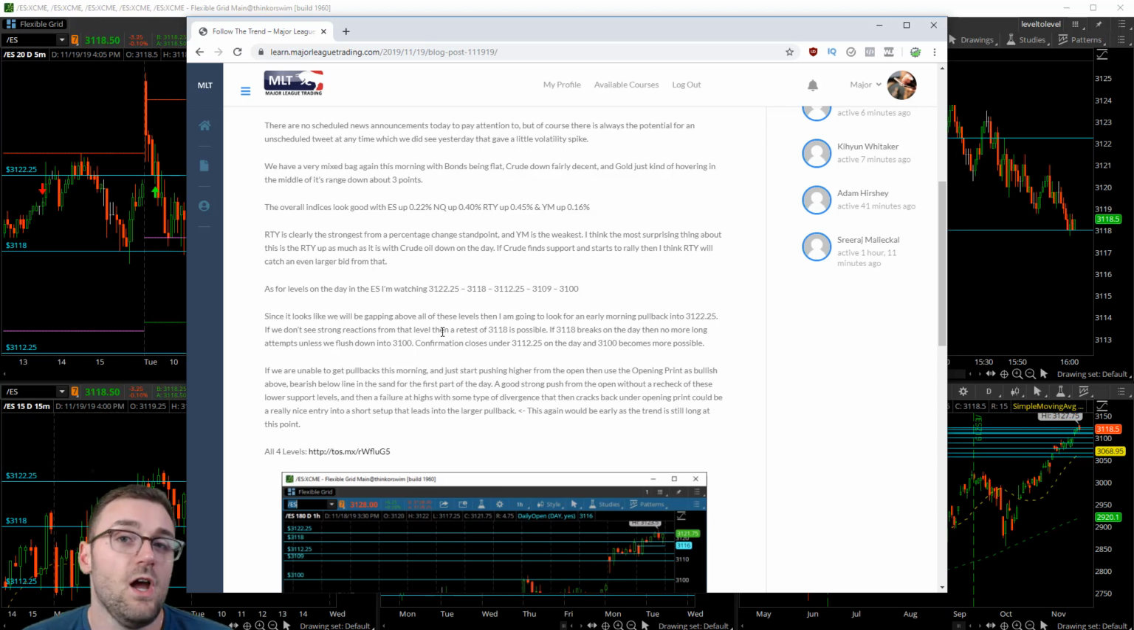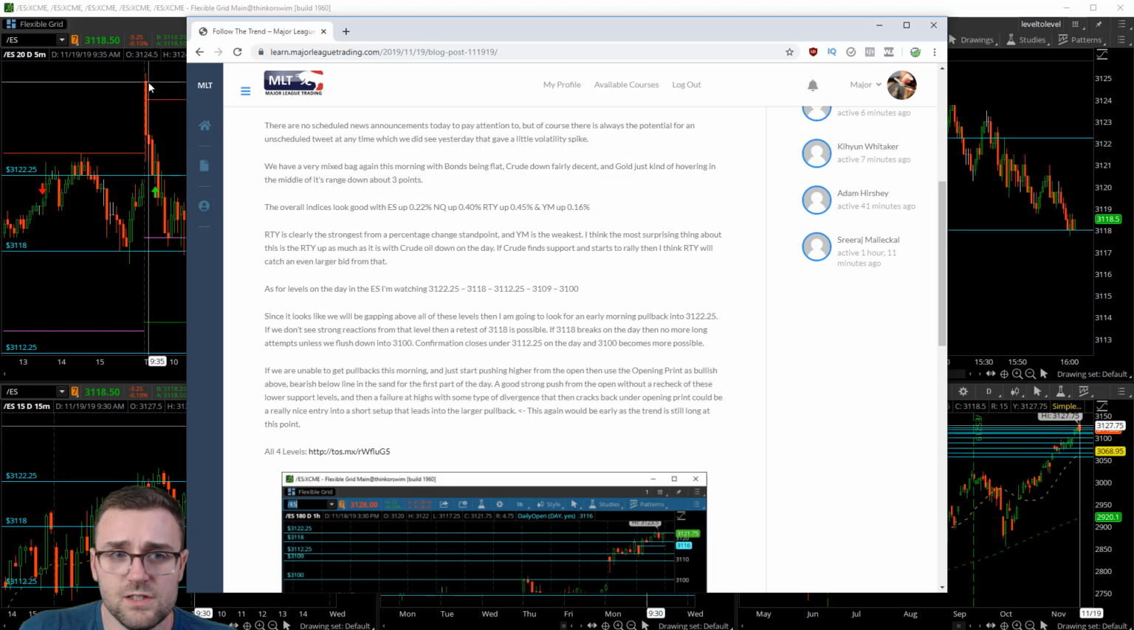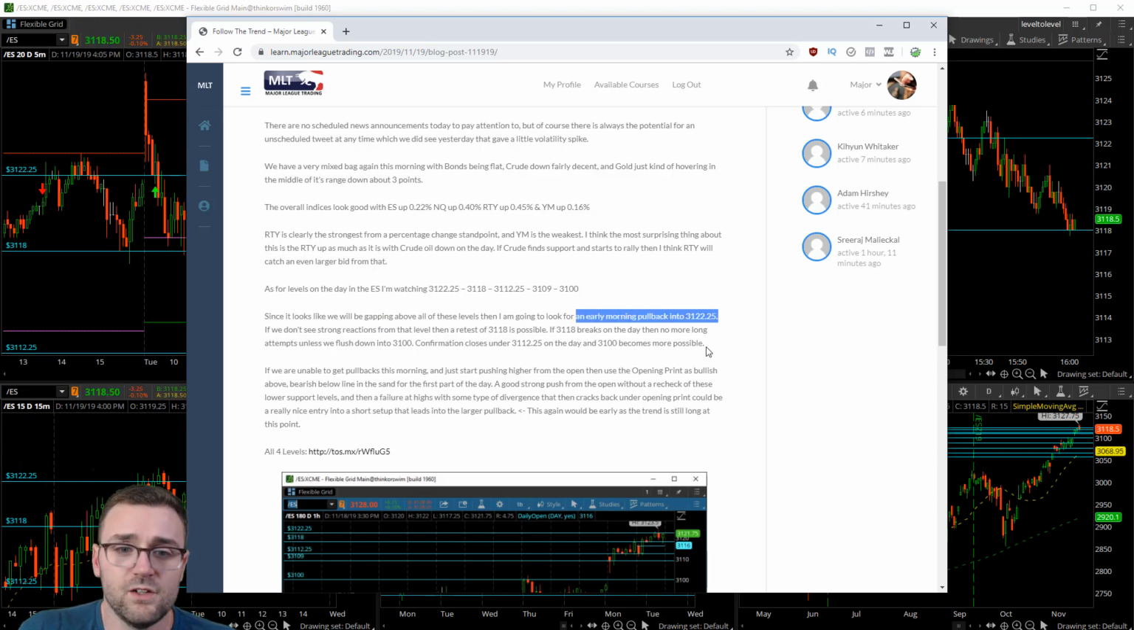Same thing to the upside. I'm looking to get long some of these names when the S&Ps hit support, because that's a good time for them to potentially rally. So what I was talking about here, since it looks like we're going to be gapping above these levels, which we did, you can see we gapped up here, then I'm going to look for an early morning pullback into 22 quarters.